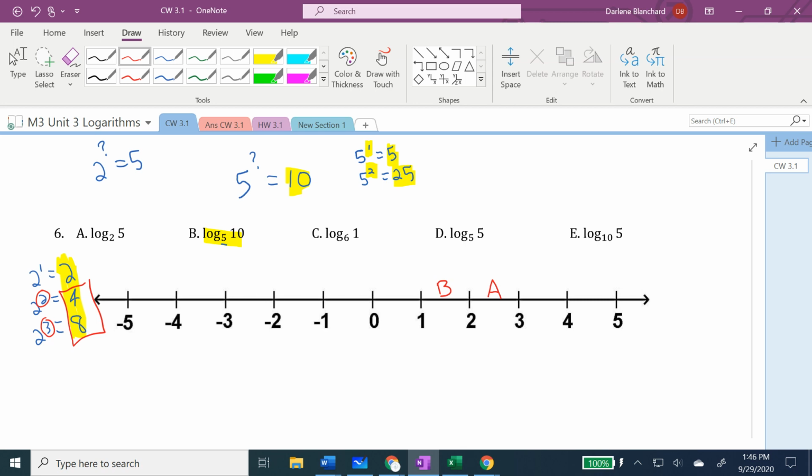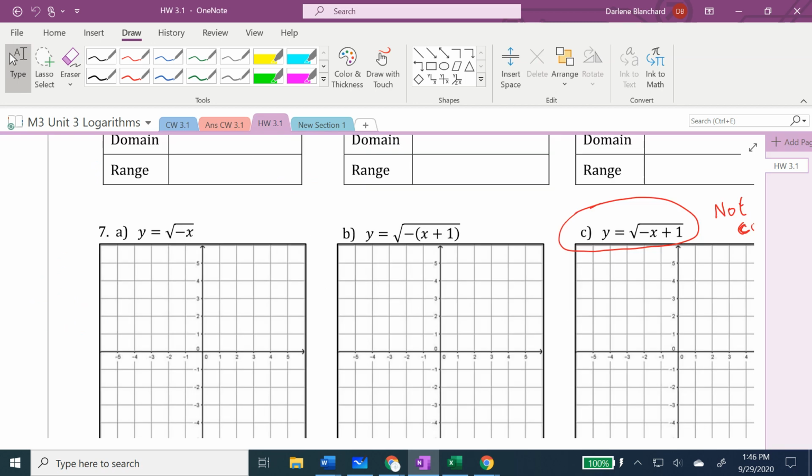I have a quick question on the homework. It says log of x, and then there's a big X. What would be the answer to that? Because there's no numbers.